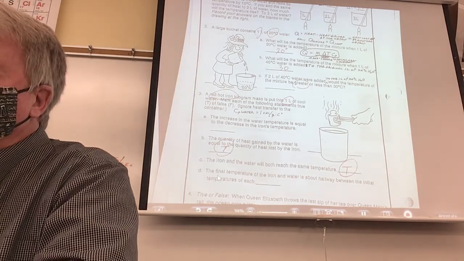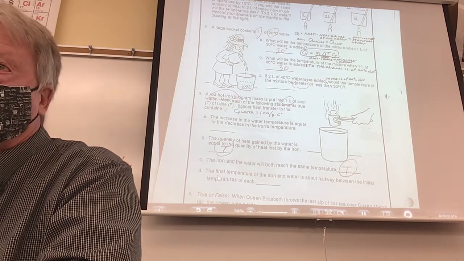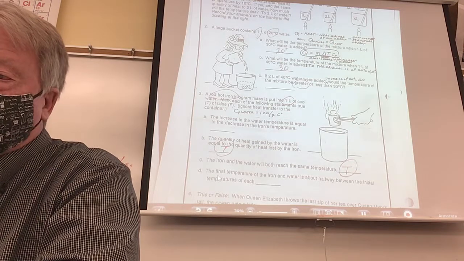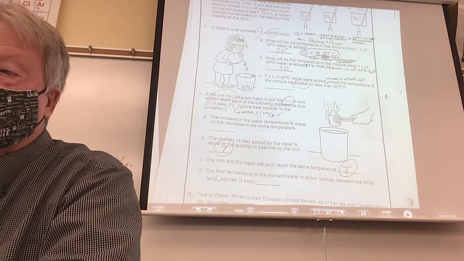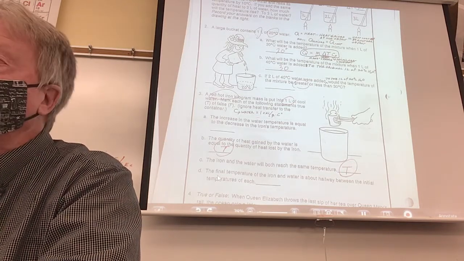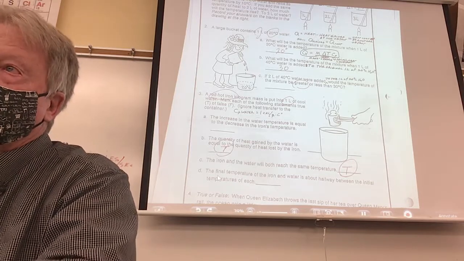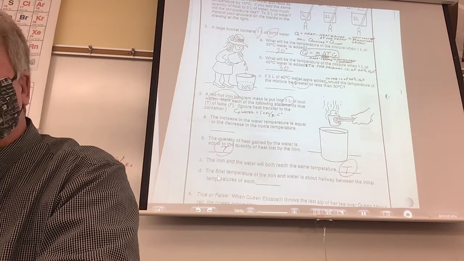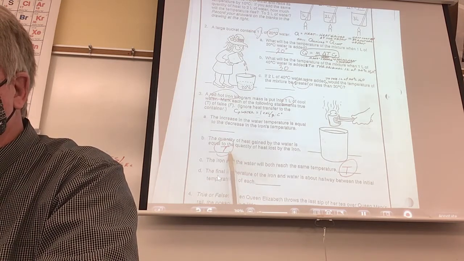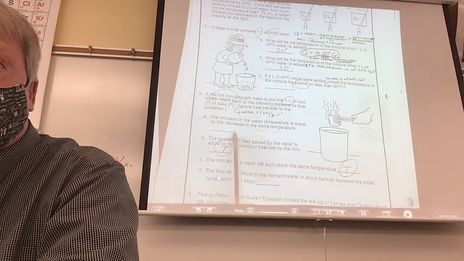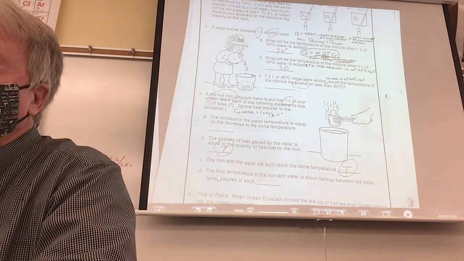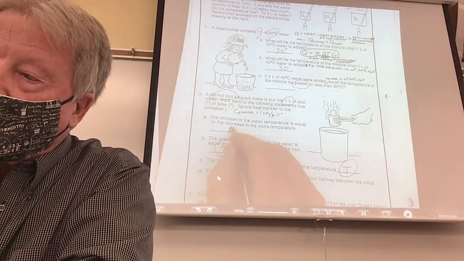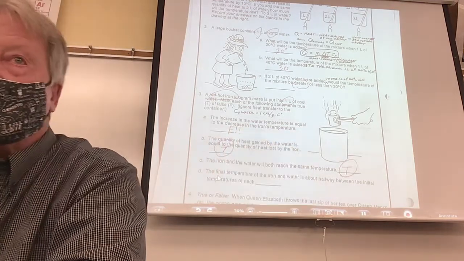Now, here's the hard question. A, the increase in water temperature is equal to the decrease in the iron's temperature. If I were sitting there, I'd say that sounds very much like what you said here, and it's so compelling to put true, but it's a big, big false. Anybody want to help me on that one? Why is this a big, big false? All right, Owen, what do you think?